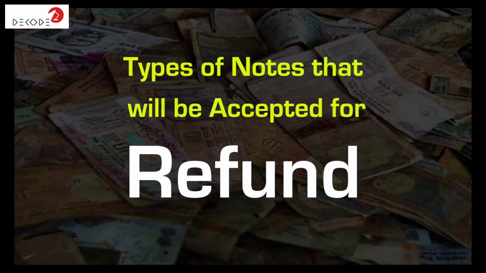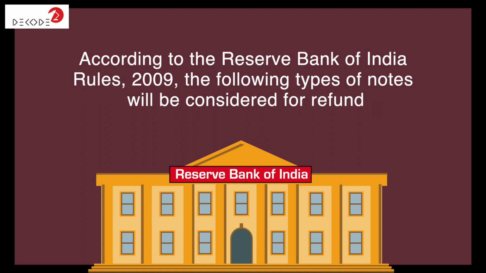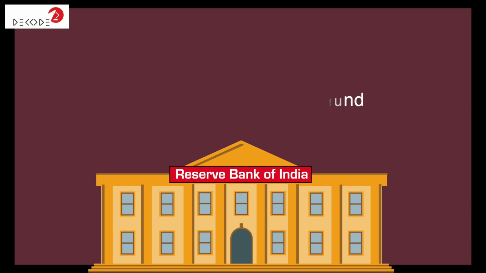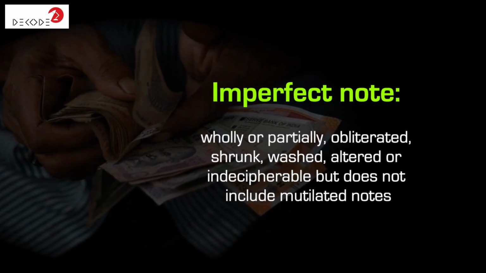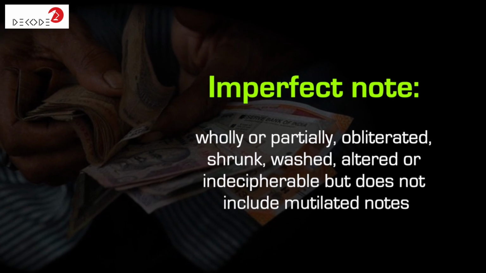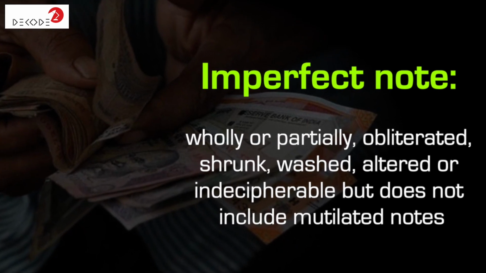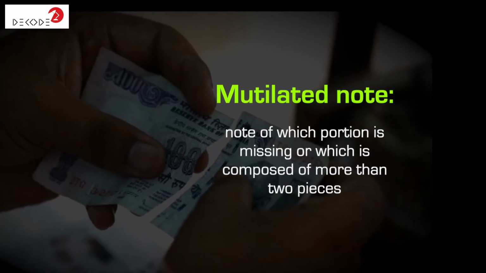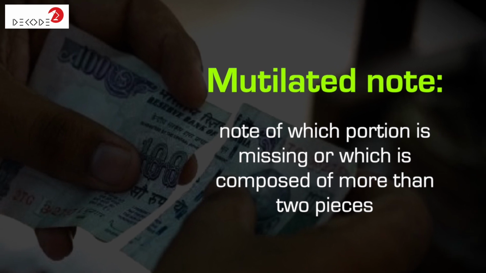There are certain types of notes that will be accepted for refund. According to the Reserve Bank of India Note Refund Rules 2009, the following types of notes will be considered for refund. An imperfect note is a wholly or partially obliterated, shrunk, washed, altered or indecipherable note but does not include mutilated notes. So, what is a mutilated note? That would be a note of which a portion is missing or which is composed of more than two pieces.